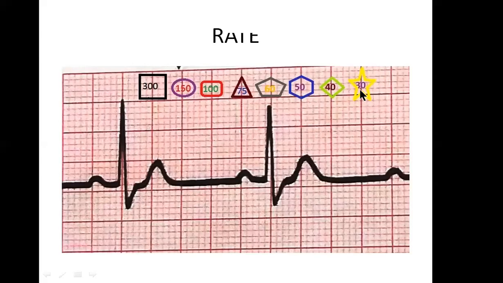You should remember these readings. When this R is here, rate will be 300. When it is here, it will be 150. Here, it will be 100. Here, 75, 60, 50, 40, 30. Within seconds, you can determine the rate of the heart by just seeing the R. A quick way of calculating the rate.